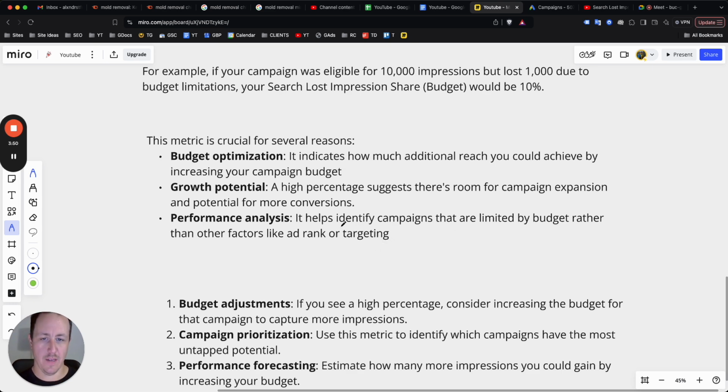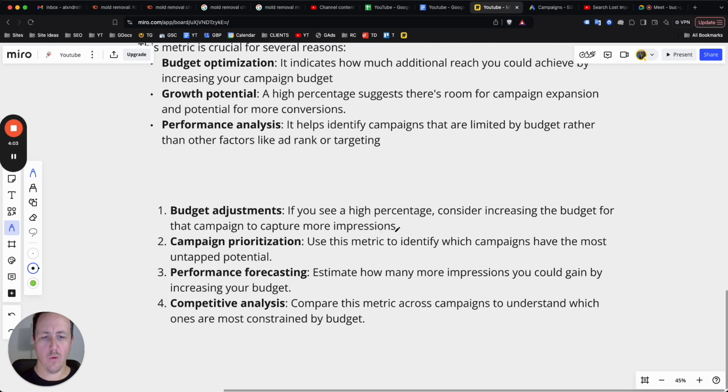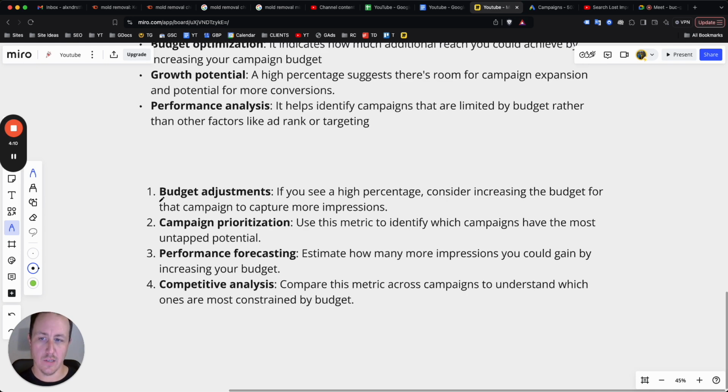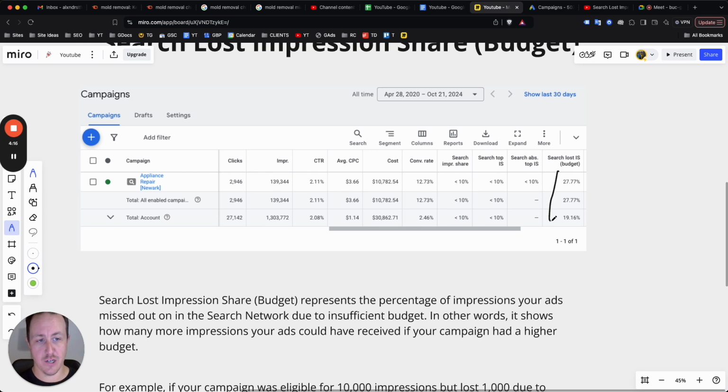And as you can see here, it does make it easy to find campaigns that are limited by budget rather than other factors like ad rank or targeting. And these aren't necessarily anywhere near as important as budget, right? And where you would see the benefit of looking at this data point is that you are going to have a better chance with budget adjustments, right? If you do have an impression share loss of this much, of 30% or even 20%, there's definitely more room for budget.